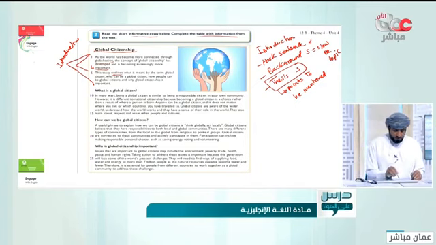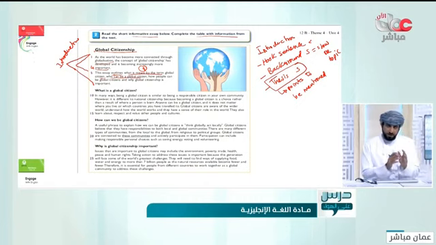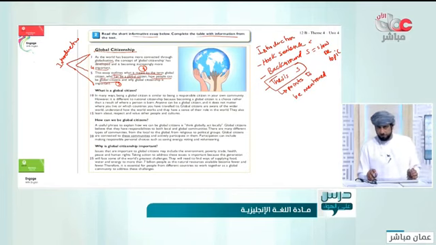Who can be global citizens? So look at the points that the thesis mentioned. The first one, what is meant by the term global citizen? This is number one. Number two, who can be a global citizen? So this is number two. So paragraph number one will be what? Number two, who? And the third one, how people can be a global citizen and why global citizenship is important. So these are the topics that will be mentioned in the paragraph right now.